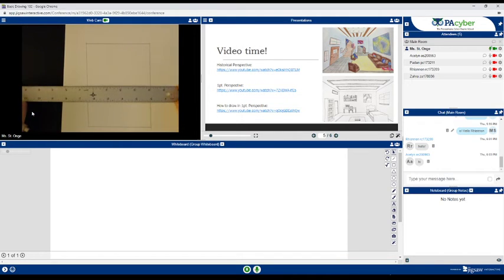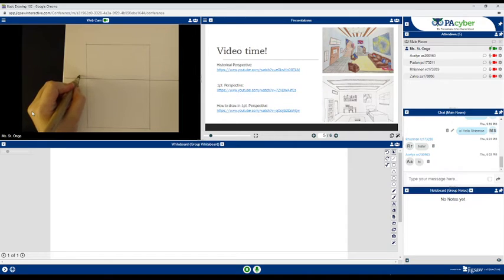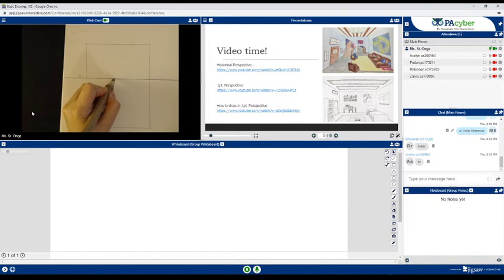And what I'm going to do is figure out the horizon line, which is going to be about where I'm sitting. So probably about there. Okay, so this is going to be my horizon line. And then my vanishing point, I'm about in the center. I'm going to put it slightly off center. So right here.